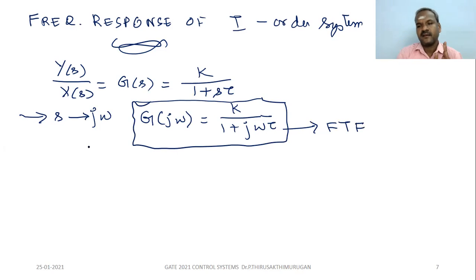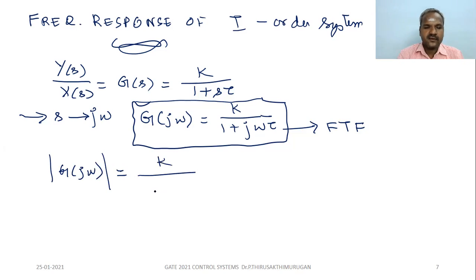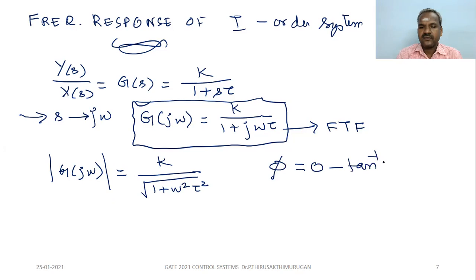From this, we can find magnitude as well as phase angle. So what is the magnitude of G of j omega? The magnitude of G of j omega is K by square root of 1 plus omega square tau square. What is the phase angle? The phase angle is, for the numerator 0 degree, minus the denominator tan inverse of omega tau, imaginary by real, omega tau.